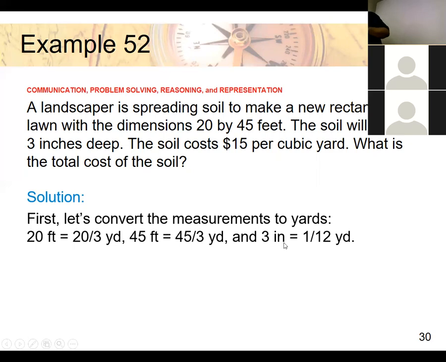And 3 inches, now here, 36 inches makes up 1 yard. So 3 divided by 36. If we reduce that, it'll be 1/12 of a yard.